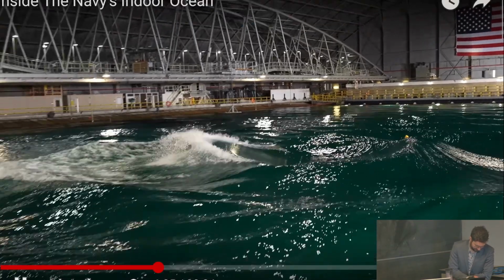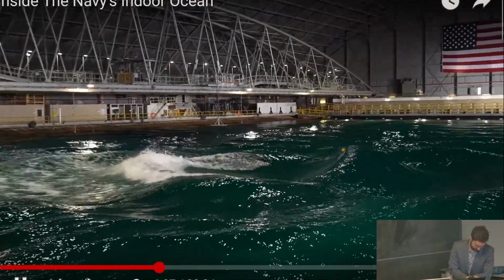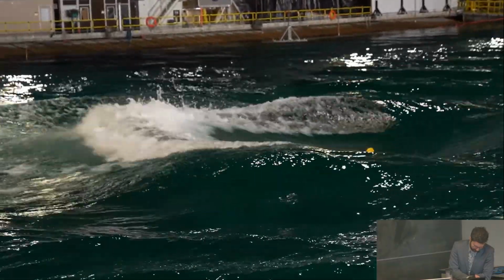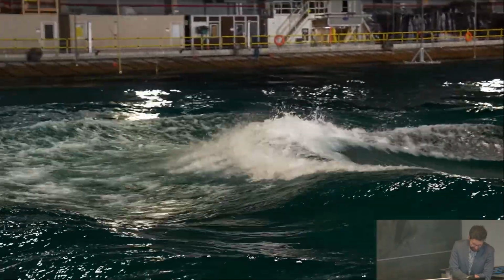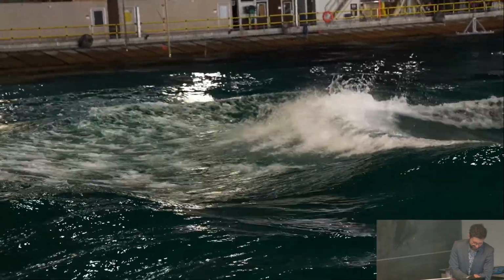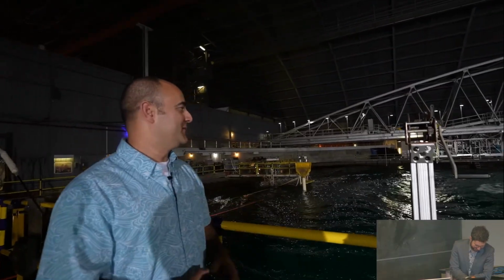Right into that breaking wave. It's there. Getting up. Oh, so they put a rubber ducky in the pool, that's amazing. It got swamped, basically, but that's gonna be right where we wanted it.